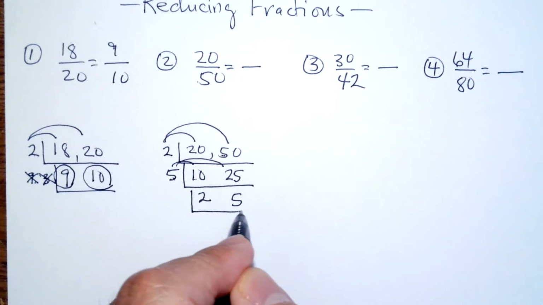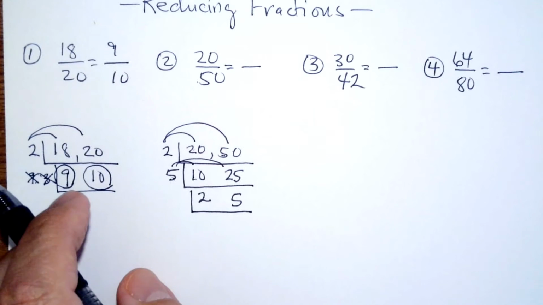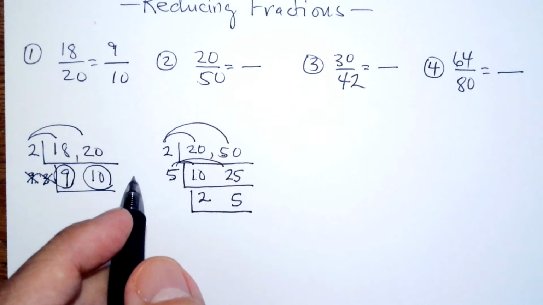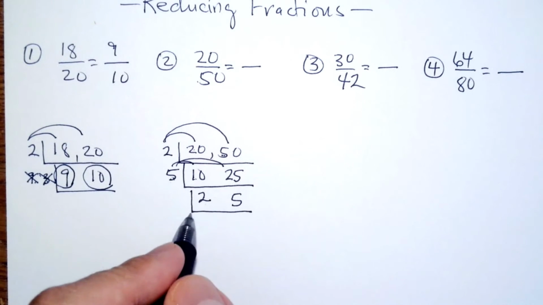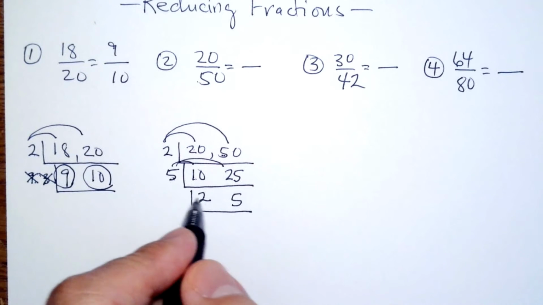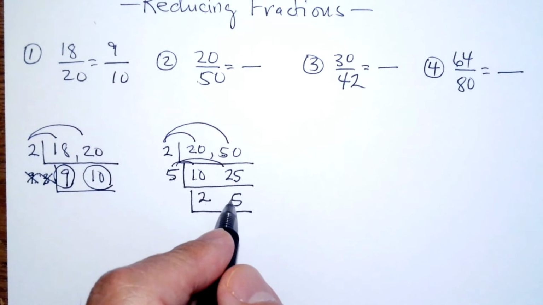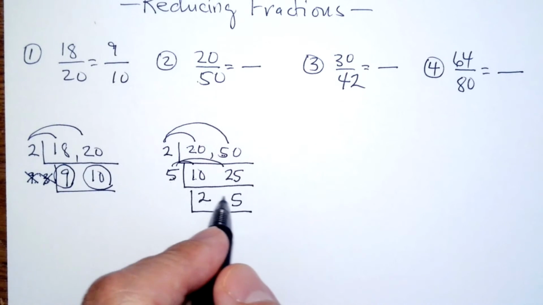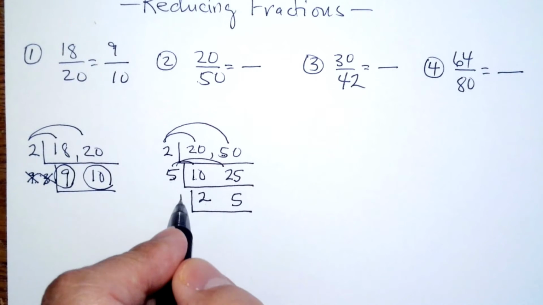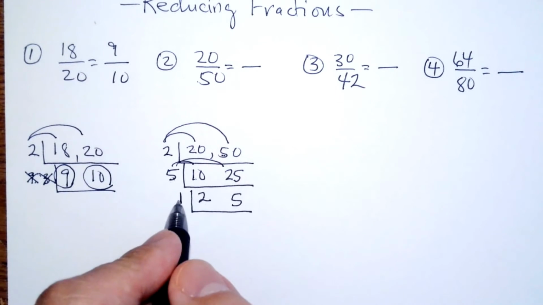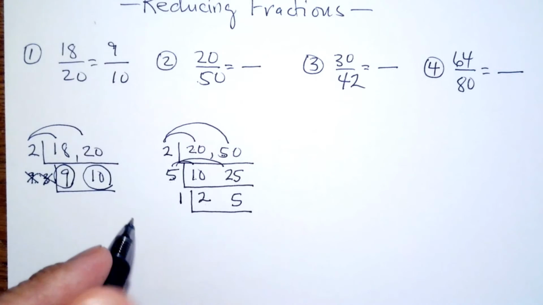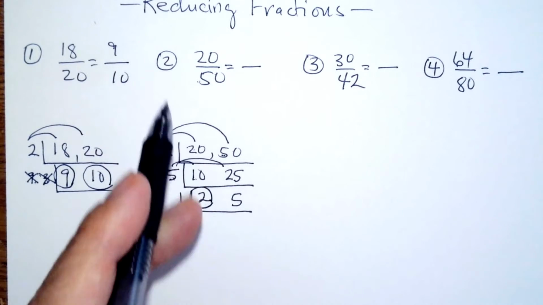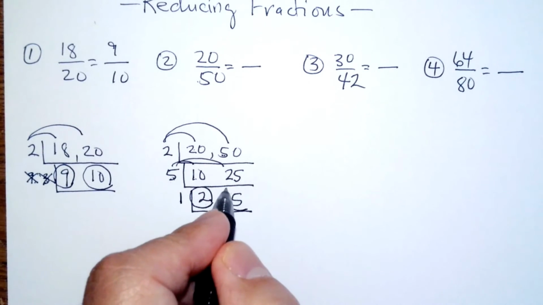Well, we are done if we cannot find any more numbers that will go into the 2 and the 5. Well, ask ourselves, what number will go into 2 and 5 at the same time? If I put a 2 here, 2 goes into 2, but does not go into 5 evenly. If I put a 5 here, 5 goes into 5 one time, but it does not go into 2. The only thing that goes into 2 and 5 is 1 itself. We're basically done, you guys. The reduced answer for the fraction that we started with, 20 over 50, is 2 over 5, or 2/5.